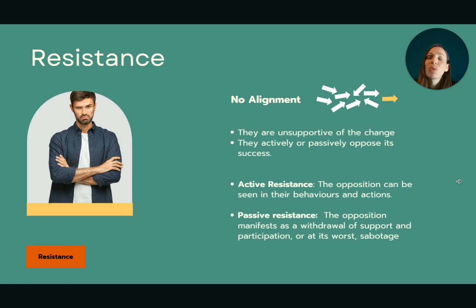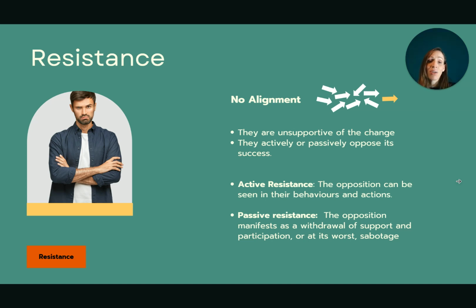So the first one is resistance, where there's really no alignment, and actually you don't want any of your stakeholders to be here because they actually can really hinder your efforts to drive change. This is where people are really resistant and against the change that you want to make, and they manifest that in 2 different ways. It can be either active resistance or passive resistance.